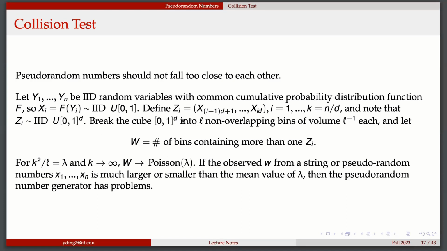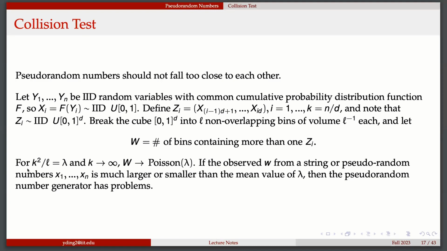You don't want to have a lot of zi in the same bins. So here you will assign another value called W. This is the number of bins containing more than 1 zi. The best case is if each bin contains just 1, that's the ideal case. And how many you can cut, of course, depends on how many points you have. So it depends on k and l.